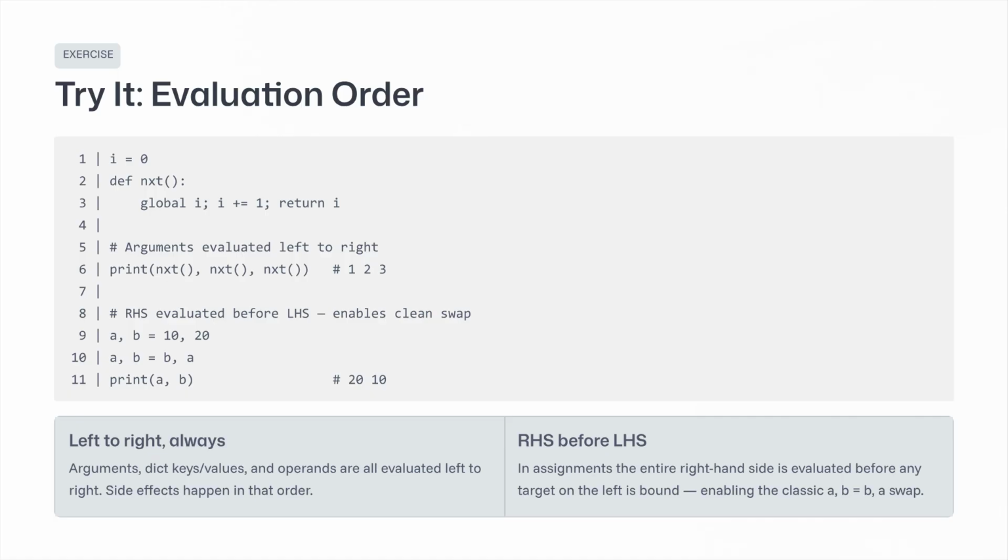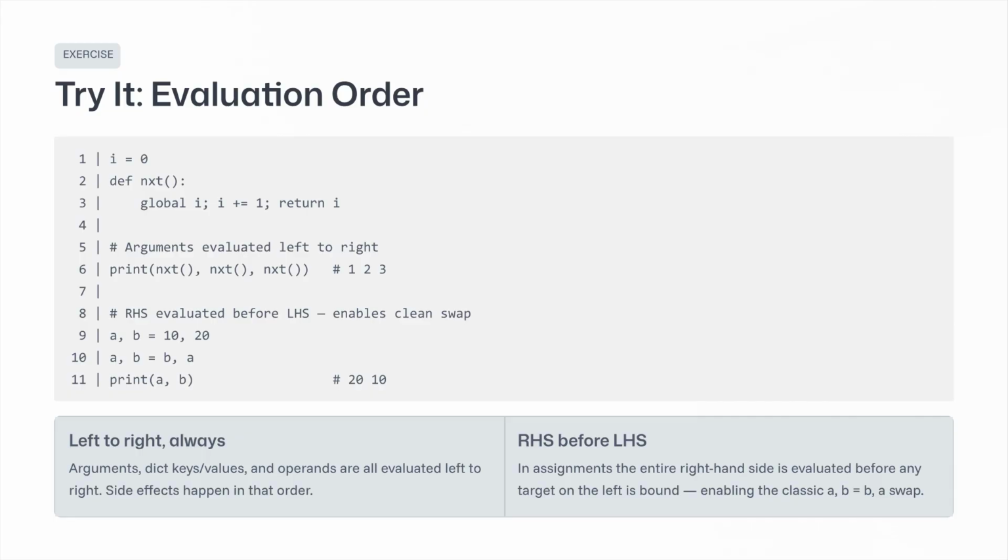Evaluation order in action. Line 1, i equals 0. Line 2, def nxt. Line 3, global i, increment it, return it. All on one line. Line 6, print nxt, nxt, nxt. Arguments are evaluated left to right, so we get 1, 2, 3 in order.